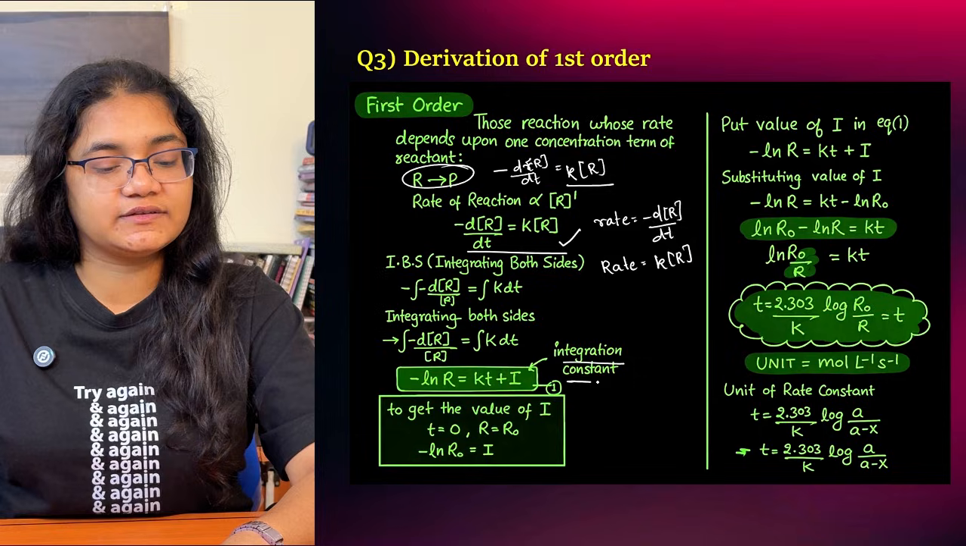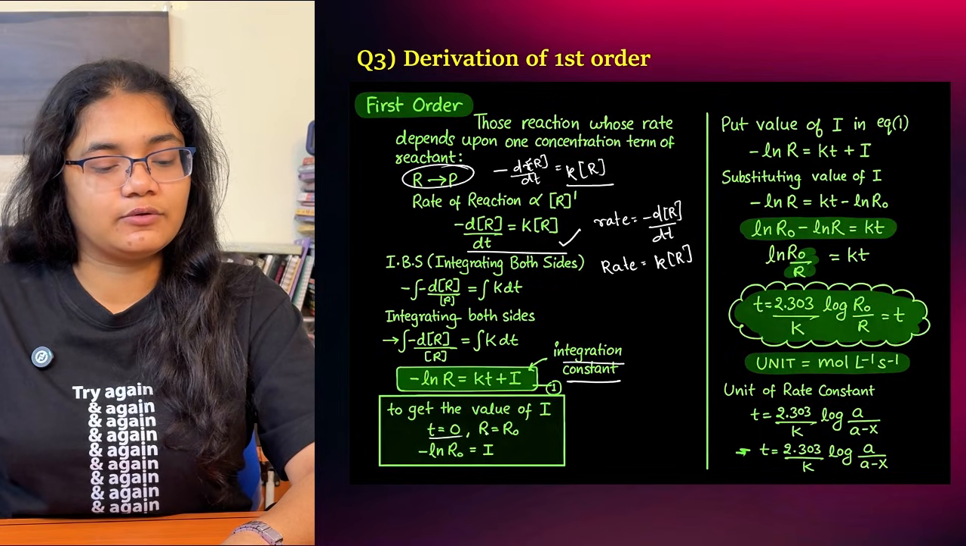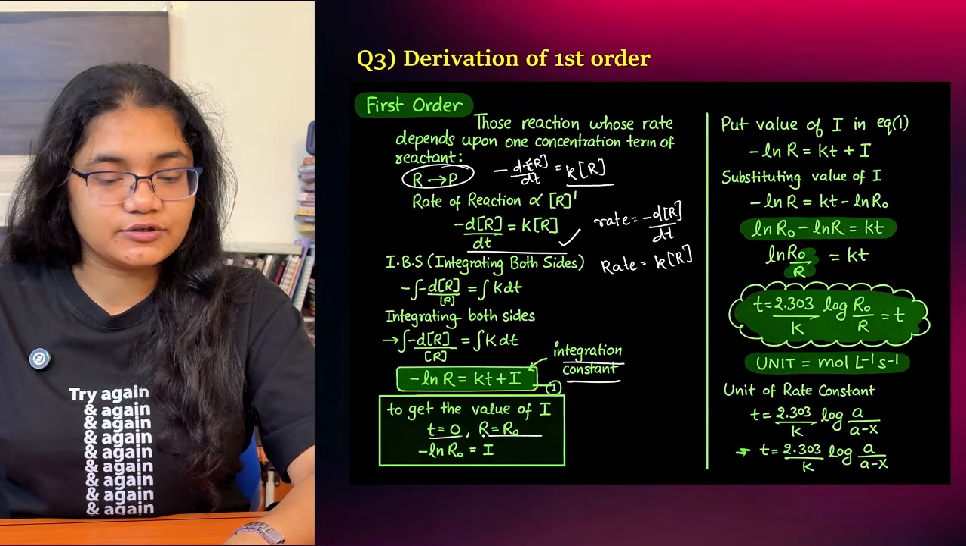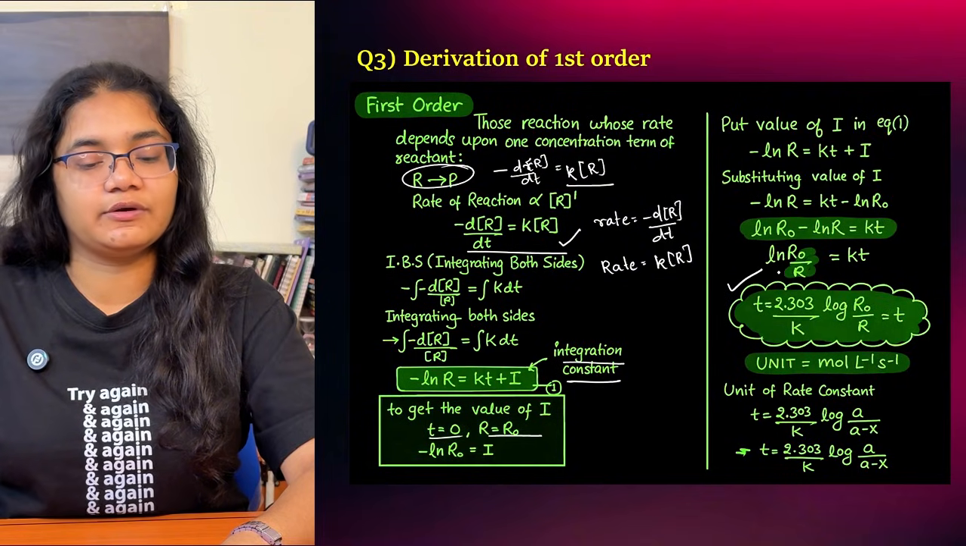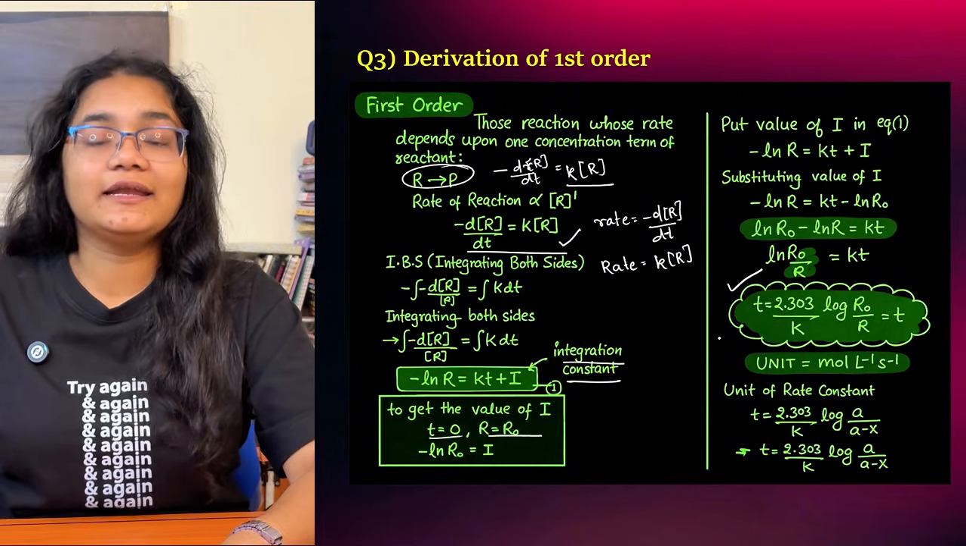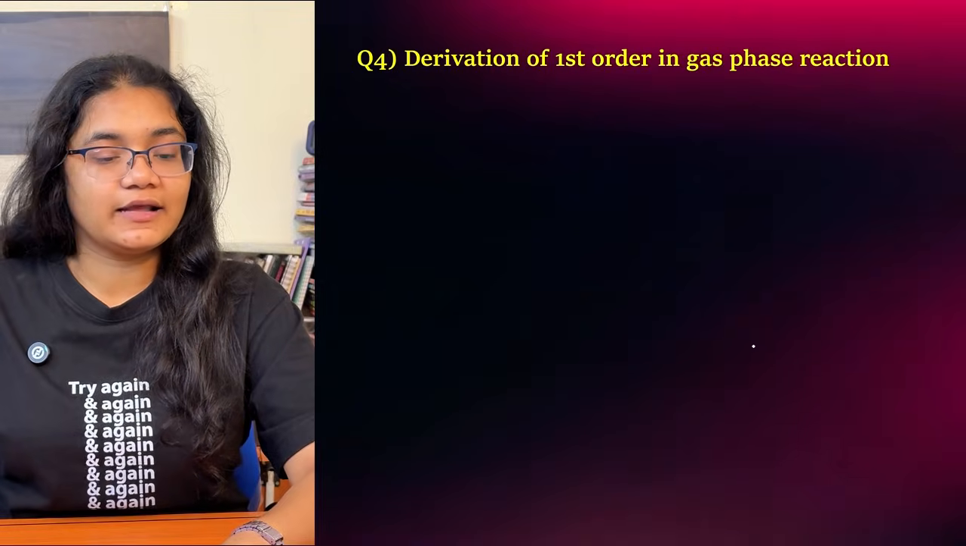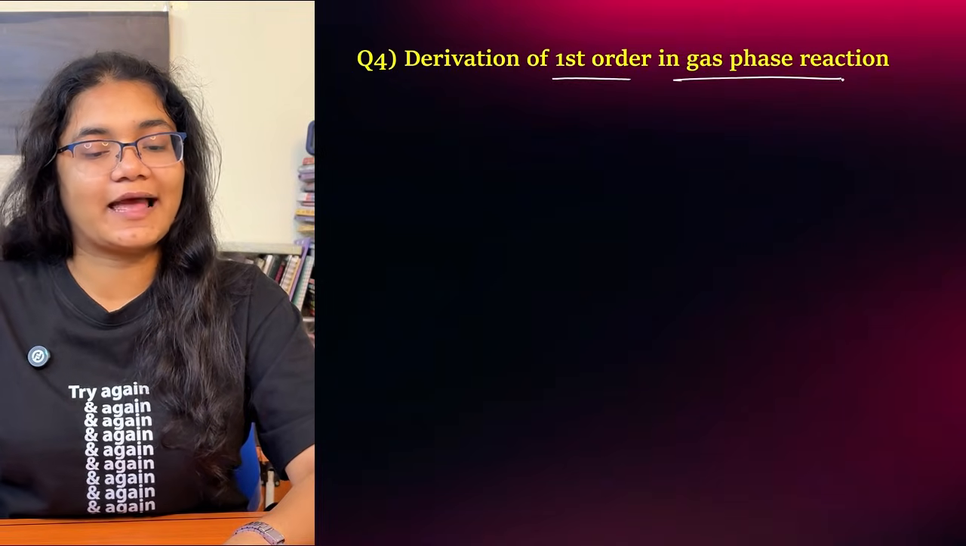Again, to find the value of this integration constant, substitute t equal to 0 and r is equal to r naught. Once you do this and then just arrange the equation, you will get the final equation for the integrated first law.